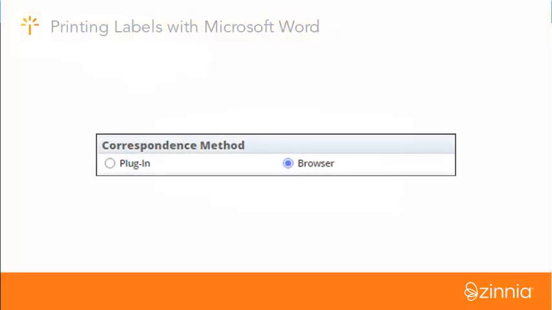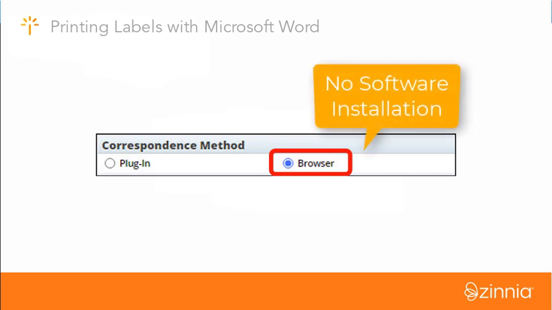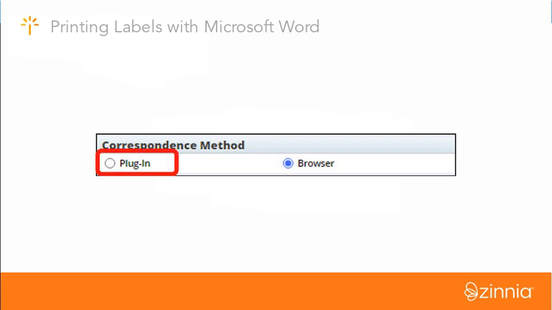There are two different options when printing labels from SmartOffice. The first, the plugin option, uses Microsoft Word and the Microsoft plugin for SmartOffice. The newer second option uses the editor, which is browser-based and requires no software installation. In this class, we'll take a look at the plugin option.